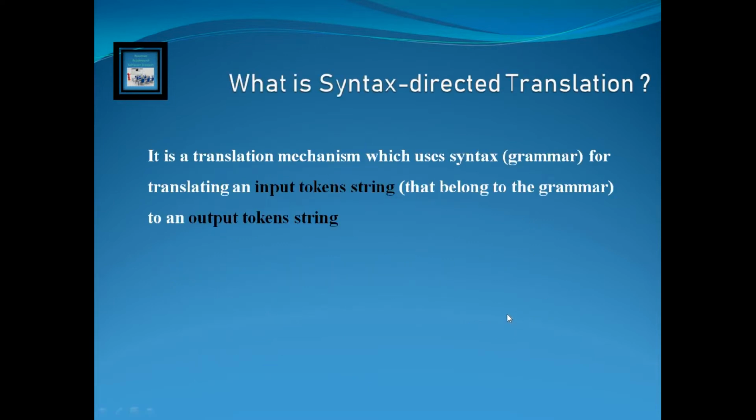So let's start by seeing what syntax directed translation is. Syntax directed translation is in fact a translation mechanism in which we use the grammar, or you can say the syntax of a language, to transform some token string that belongs to that language into some output token string.